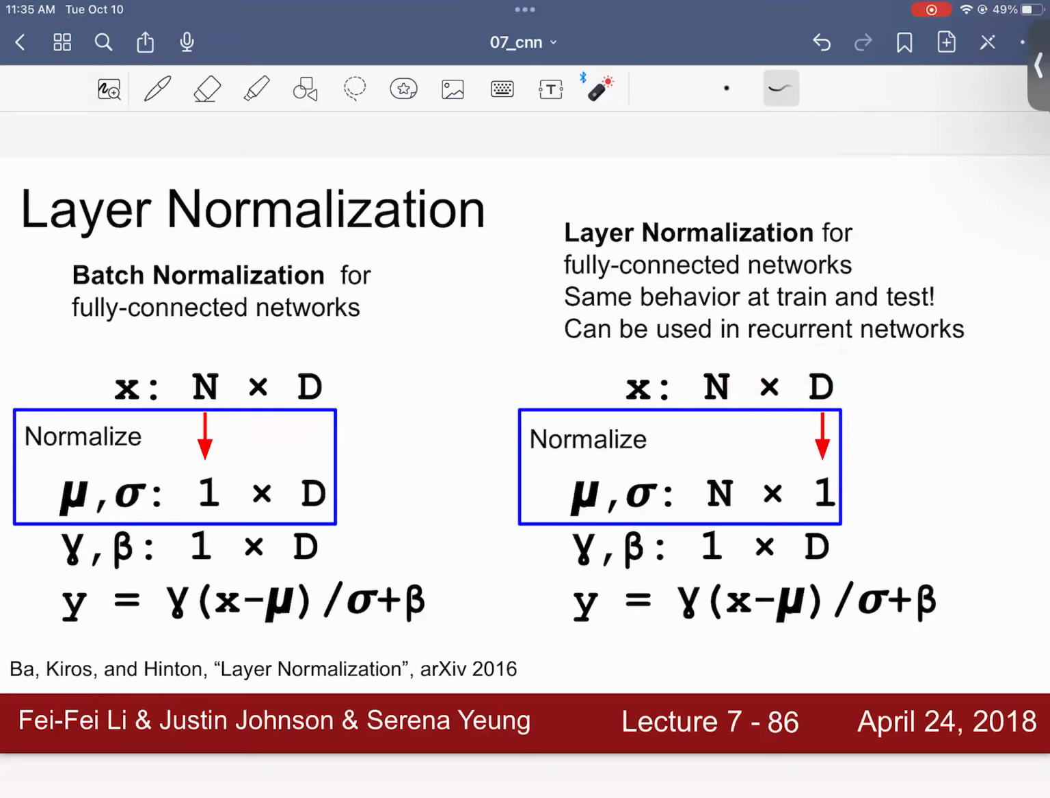So layer normalization does not depend on anything that has to do with the mini batch. It doesn't care about the size of the mini batch, or what consists of the mini batch. That's why it has the same behavior at train and test. It's way easier to handle. You don't have to pay too much attention to how you use it, as opposed to batch normalization where you have to have a running average, and it's a pain. Right, so that's layer normalization.